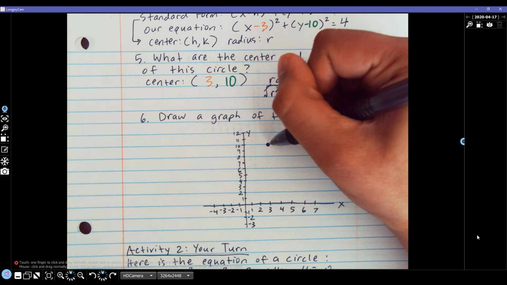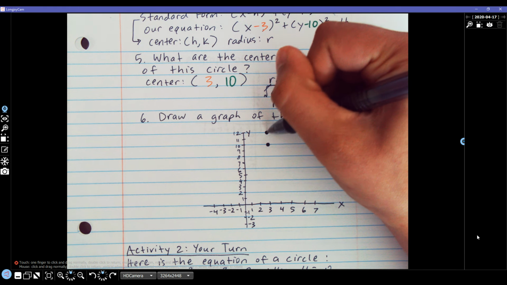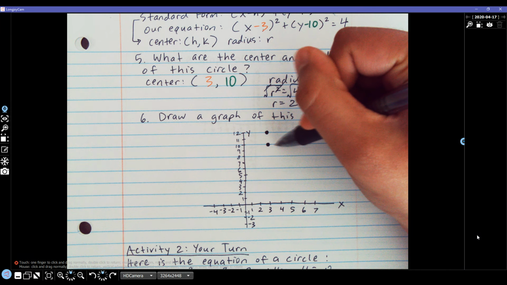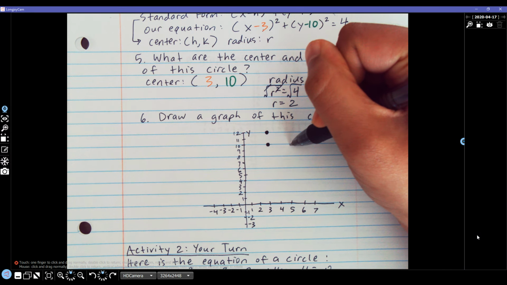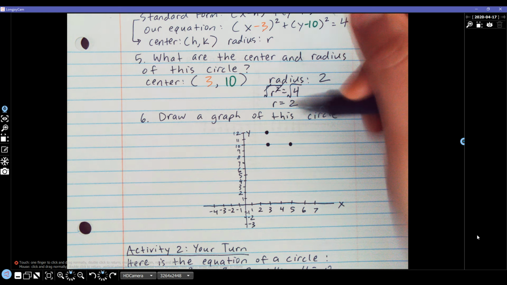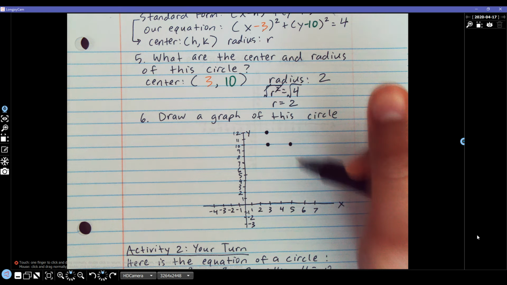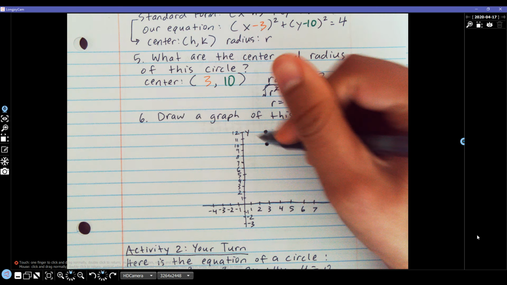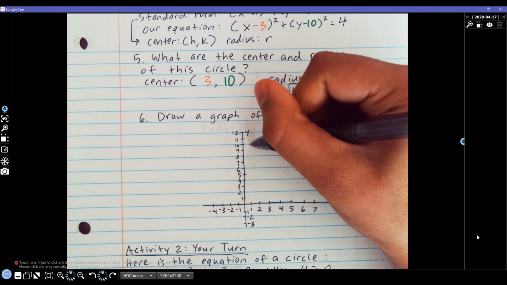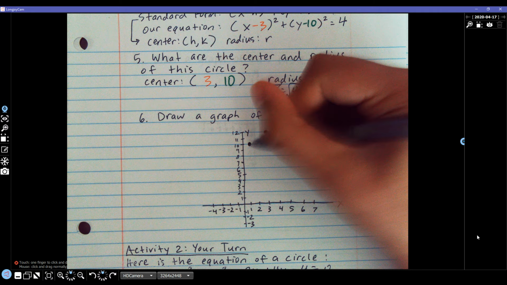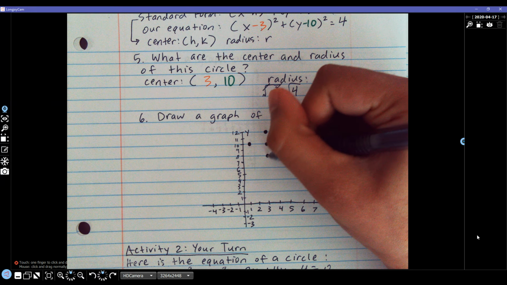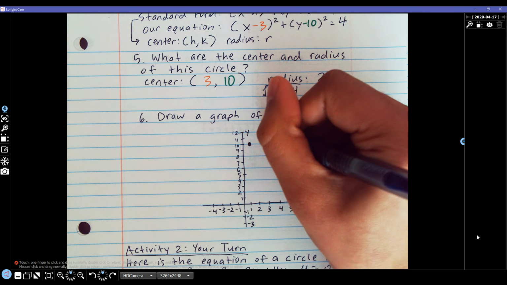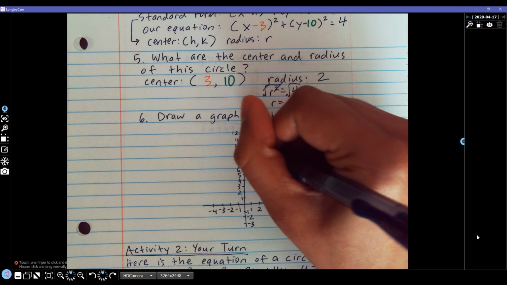So I'm going to go up top here. I know 10 plus 2 is 12, so that'll take me to this point. I'm going to count 2 to the right from here, so 3, 4, 5. That'll take me roughly here. And my graph is not completely drawn to scale, so the circle might look a little bit off. But as long as you have the center and then the radius, that should be fine. So I've just counted 2 away from the center in each direction. Now you can start to just connect these points.